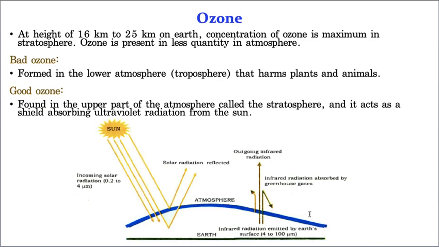There are two types of ozone: bad ozone and good ozone. Basically, ozone has to be present in the stratosphere. That is the actual position of this ozone. When the ozone is forming in the stratosphere, that type of ozone is called good ozone, and it helps in filtering the sun rays.